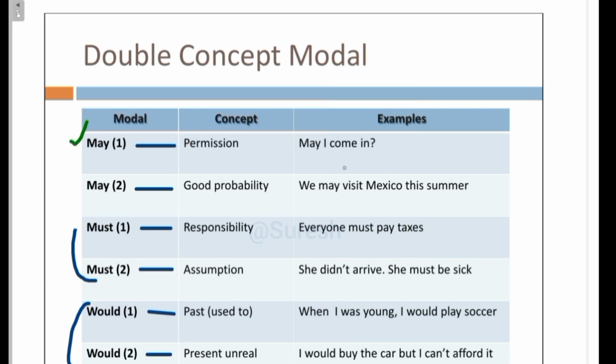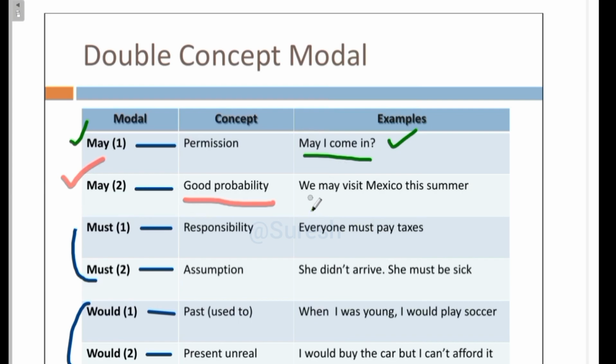So now let us discuss particularly the modal verb may. First concept, permission. You might have heard this sentence in your school days. You might have used it yourself also. May I come in, sir? May I come in, madam? And all that. See, taking permission from the other person, whether you are allowed to come in or not, allowed to go in or not.